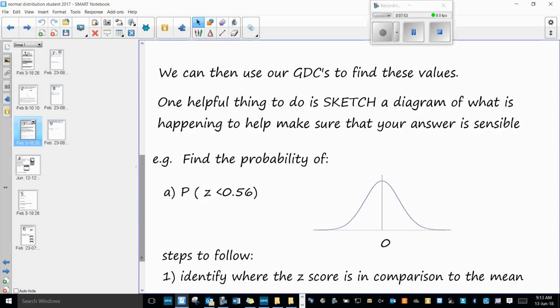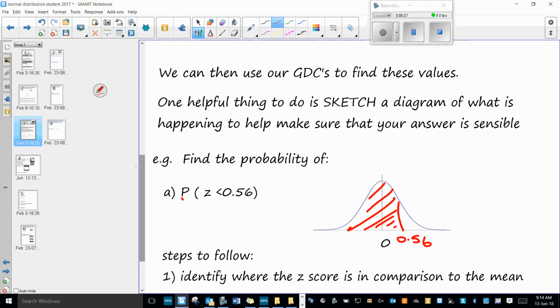If this value here is 0, where would the value 0.56 be? Is it going to be on the left of it or the right of it? The right. Okay, it doesn't matter how far away. I know it's going to be there. Yep. I'm trying to find the P. The P stands for probability that our z-score is less than, we all happy this means less than, 0.56. So if it's less than that value, it would be this area here. You all happy with that so far?